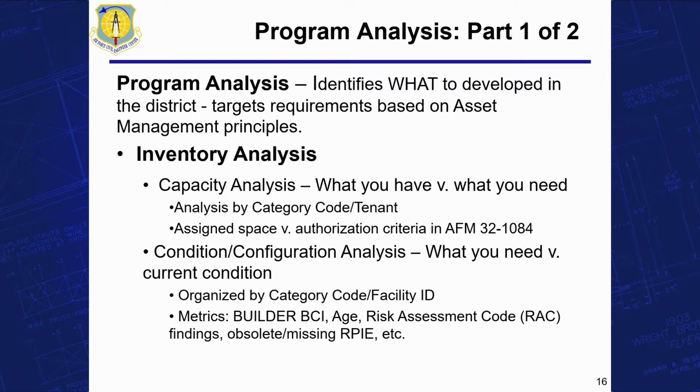Condition and configuration analysis. These metrics analyze a set of building condition or configuration metrics to identify facilities with significant deficiencies. A primary metric will be the Building Condition Index, or BCI, from the SMS BUILDER program. Other data should be used to qualify the BCI. Age of the asset is an easy and accurate metric to collect and should be reviewed against the BCI as a QA check. Risk Assessment Code, or RAC, or obsolete, missing, RIPI, are examples of configuration deficiencies that are not captured in the BUILDER analysis process.